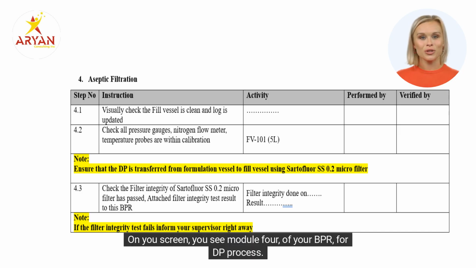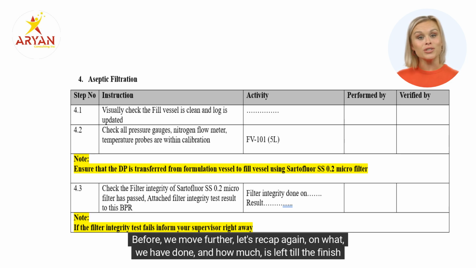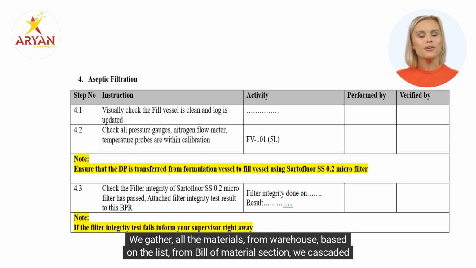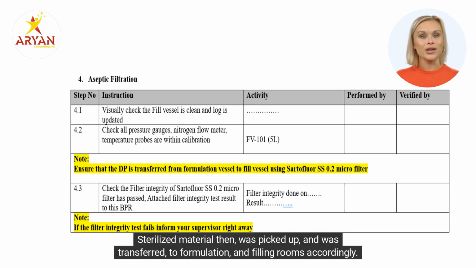On your screen, you see Module 4 of your BPR for DP process. Before we move further, let's recap again on what we have done and how much is left till the finish line. We gather all the materials from warehouse based on the list from bill of materials section. We cascaded materials into the clean room, then we sterilized the material using the autoclave. Sterilized material then was picked up and was transferred to formulation and filling rooms accordingly.